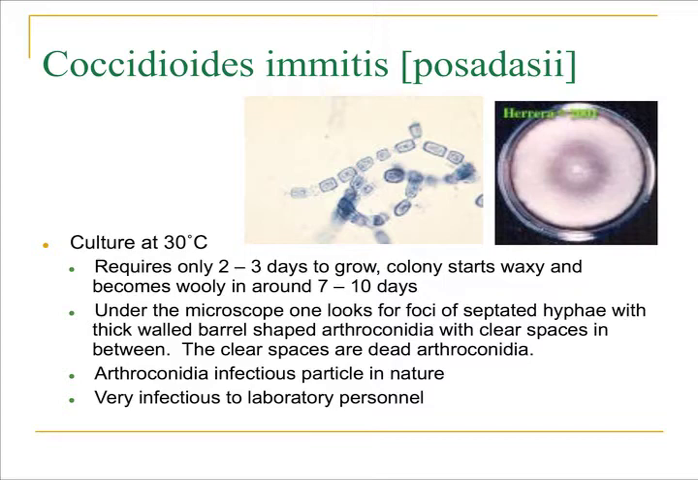If you look under the microscope at a lactophenol cotton blue prep made of a Cocci mold colony, you will see septated hyphae with thick-walled, barrel-shaped arthroconidia. Please notice on the picture on this slide that there are dark, round barreled arthroconidia, and then a clear space, and then another barreled arthroconidia. This is a so-called alternating barreled arthroconidia. There is a dead cell in between the two live barrel arthroconidia.